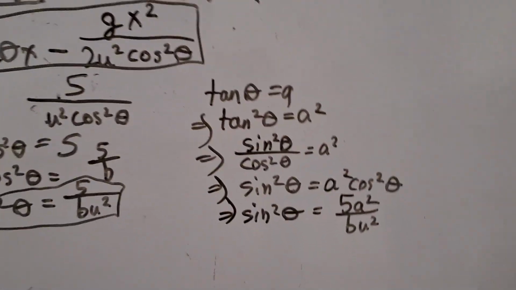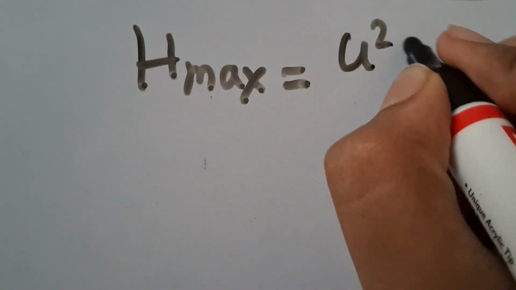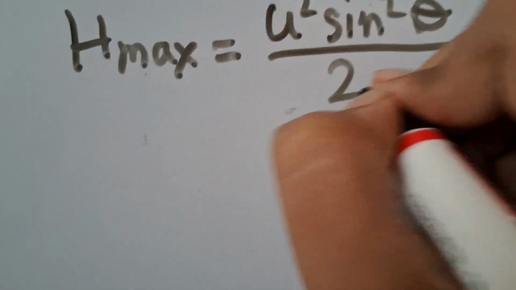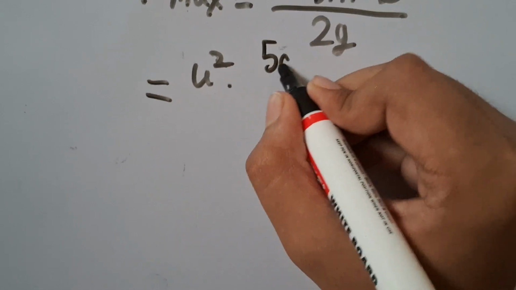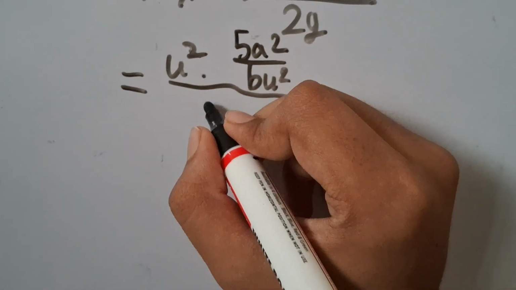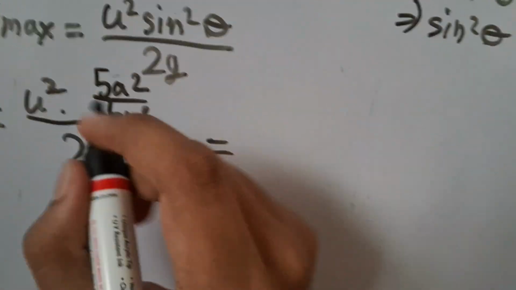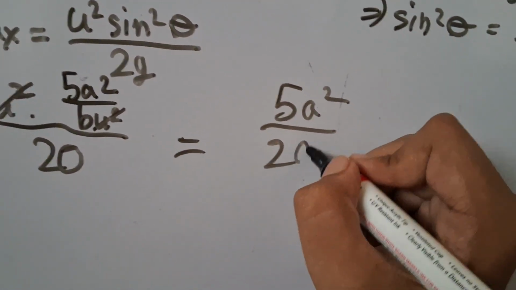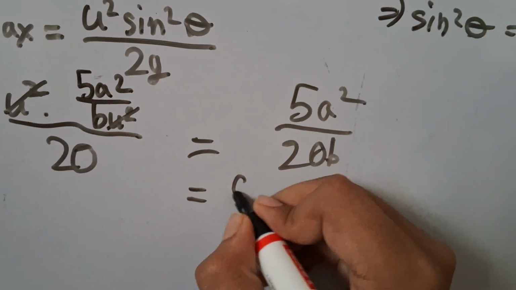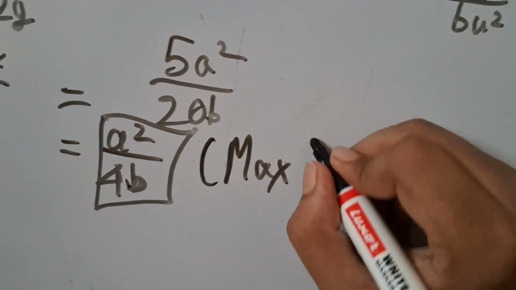What are we asked to find? Max height. Let's write the formula of max height. I thought I would not write it, but it's a video, so we need to write the complete solution. Max height is u square sin square theta by 2g. We know what sin square theta is: u square times 5a square by bu square, divided by 2g, which is 20. Take a look at this masterpiece. We don't have any u square. 5a square by 20b. 5 cancels out. You get a square by 4b. This is the max height.